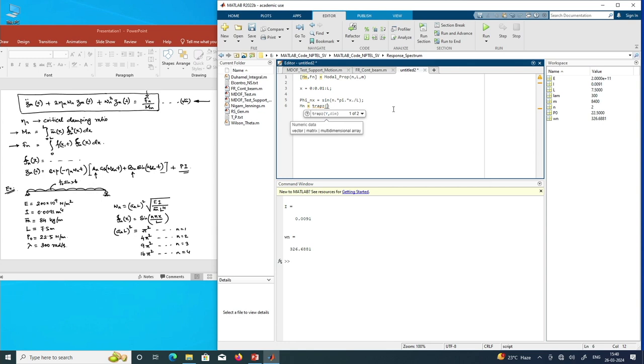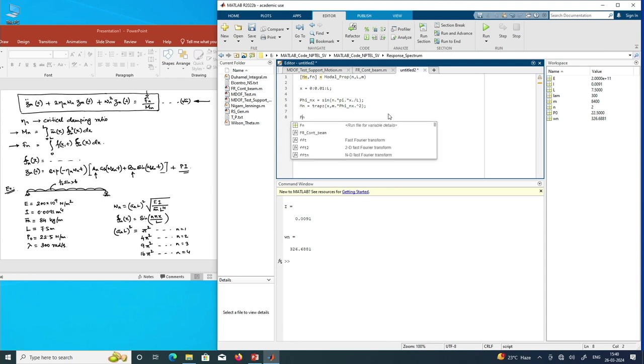Now, we have already defined x. Then we have to define the function that we are going to integrate. So, it is m bar times phi n x, the square of that. So, that is our m n.